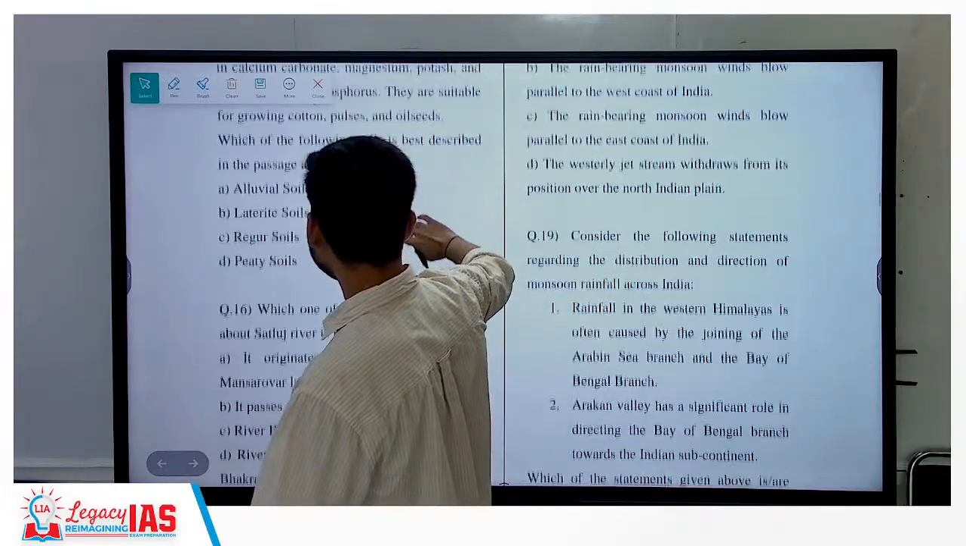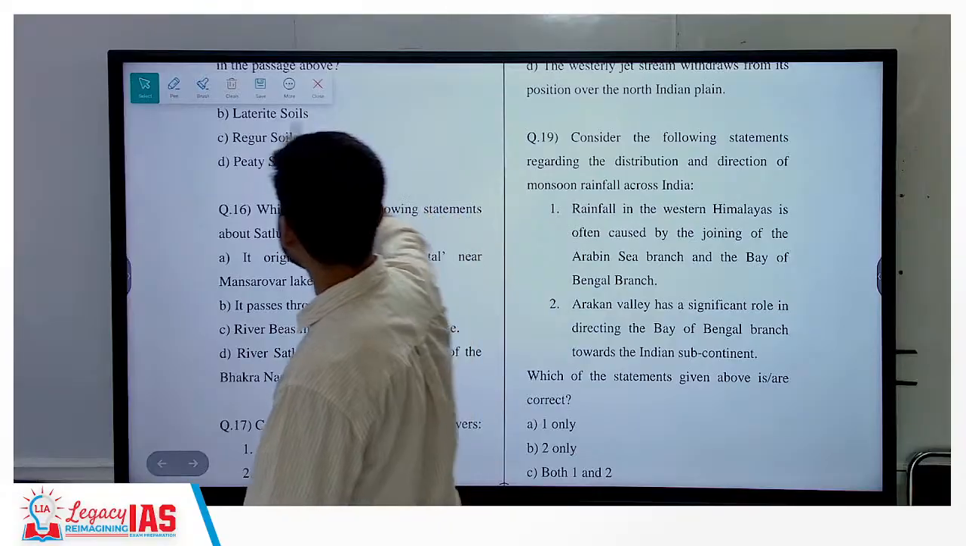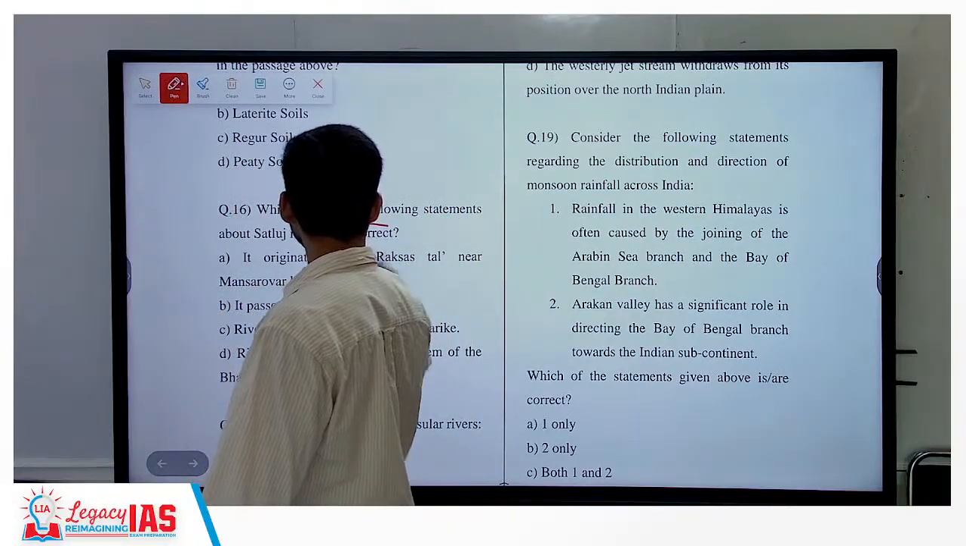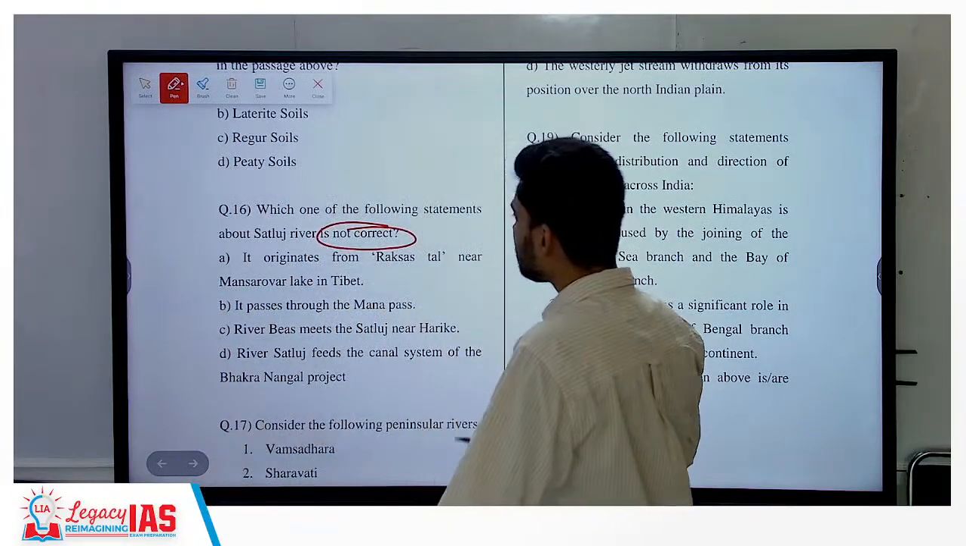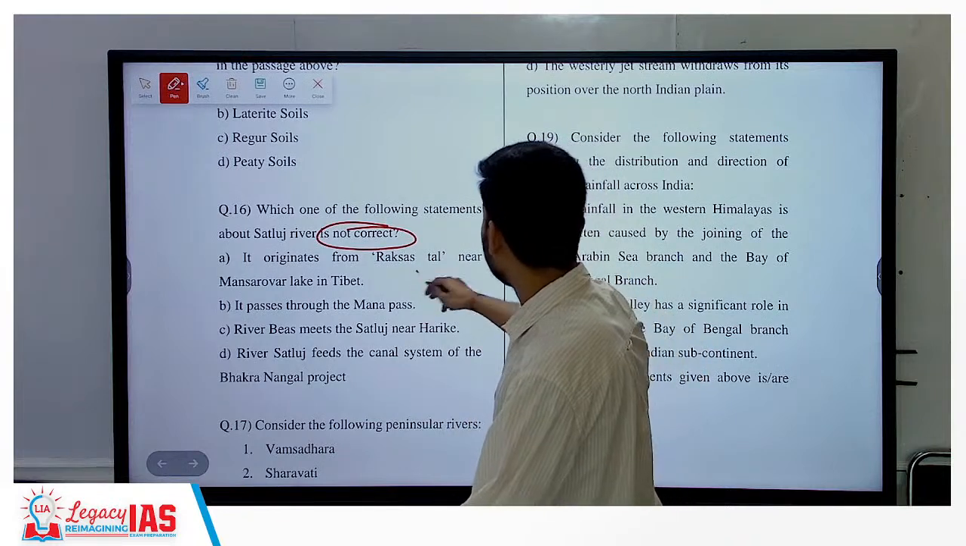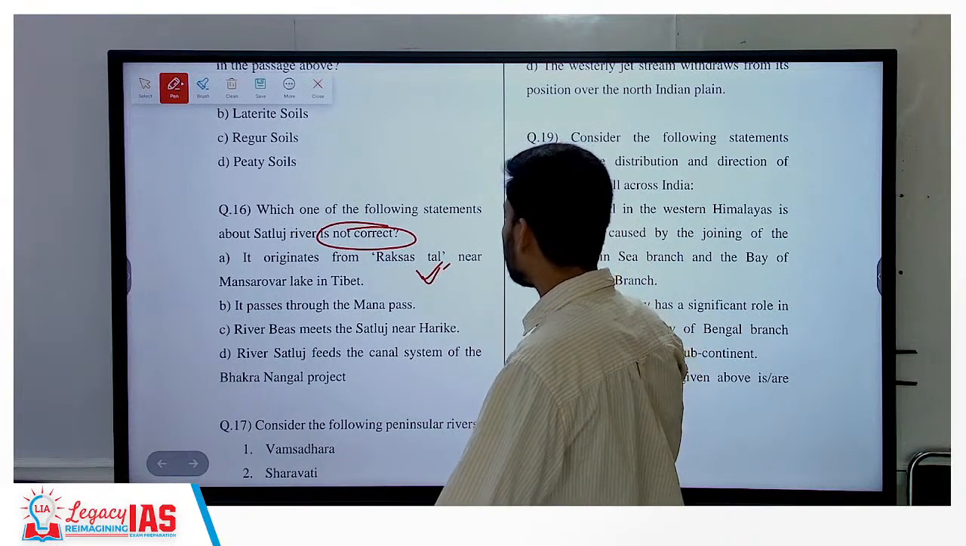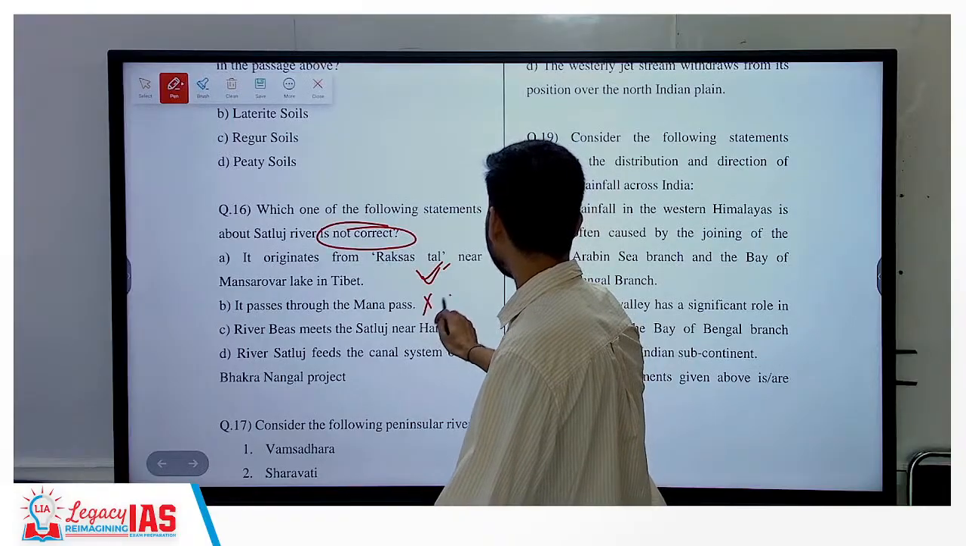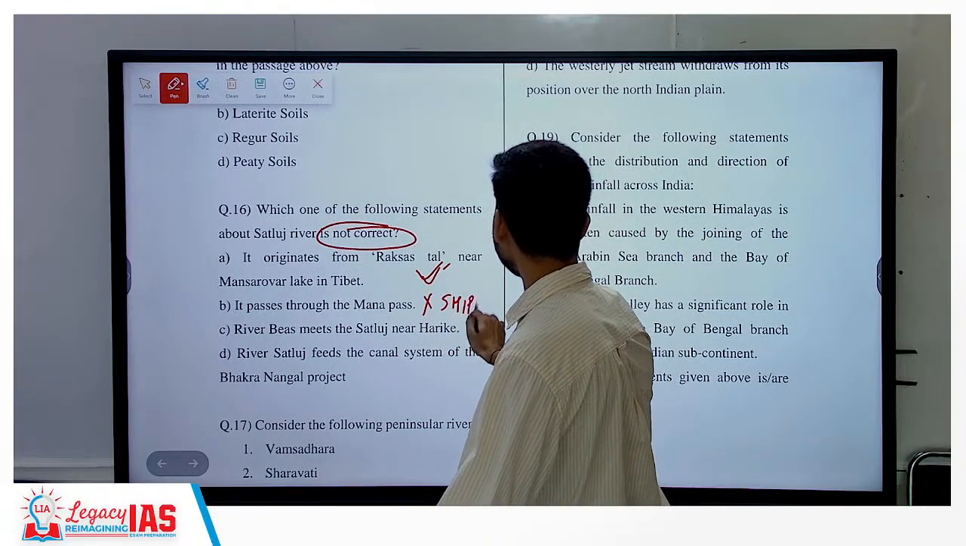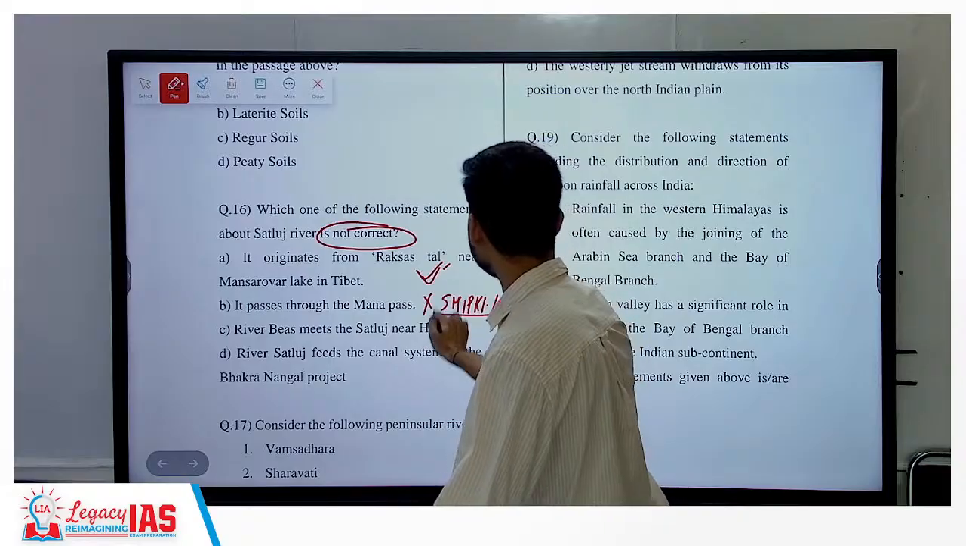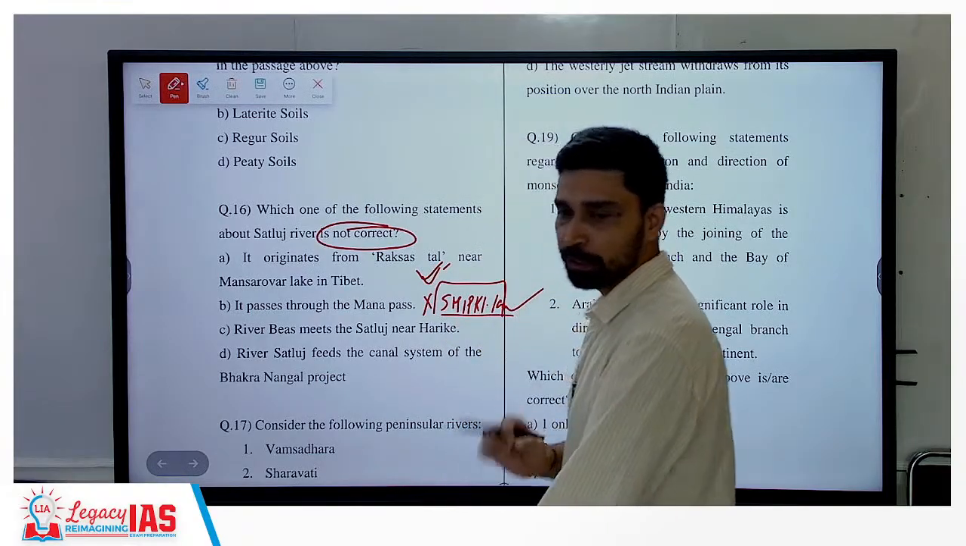Then which one of the following statements about Satluj river is not correct? Okay, this also I told you we have to focus on. Not correct. Originates from Rakastal near Mansarovar. True or false? True. Passes through Mana Pass. False. Okay, which pass? Enters India through Shipkila Pass. That is the correct option. So not Mana Pass, Shipkila Pass.